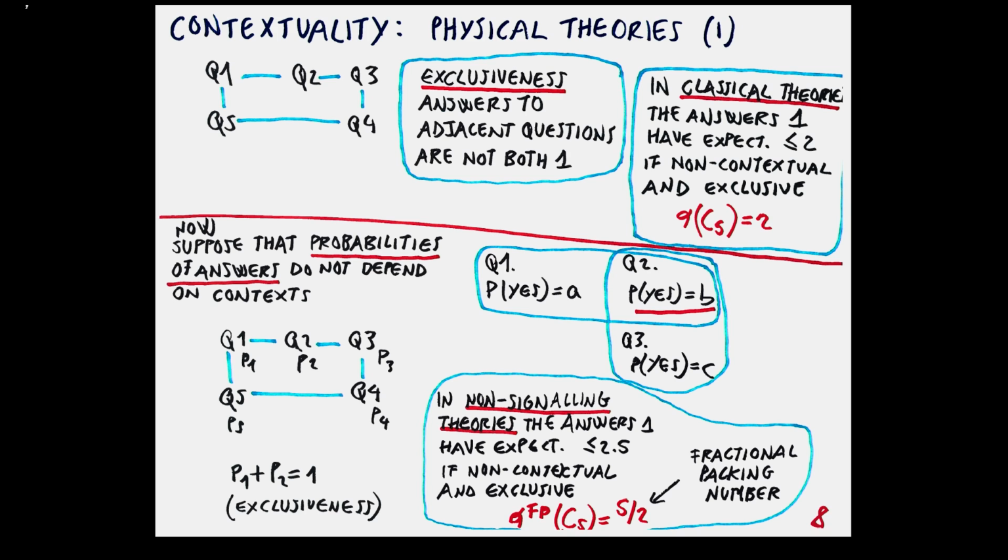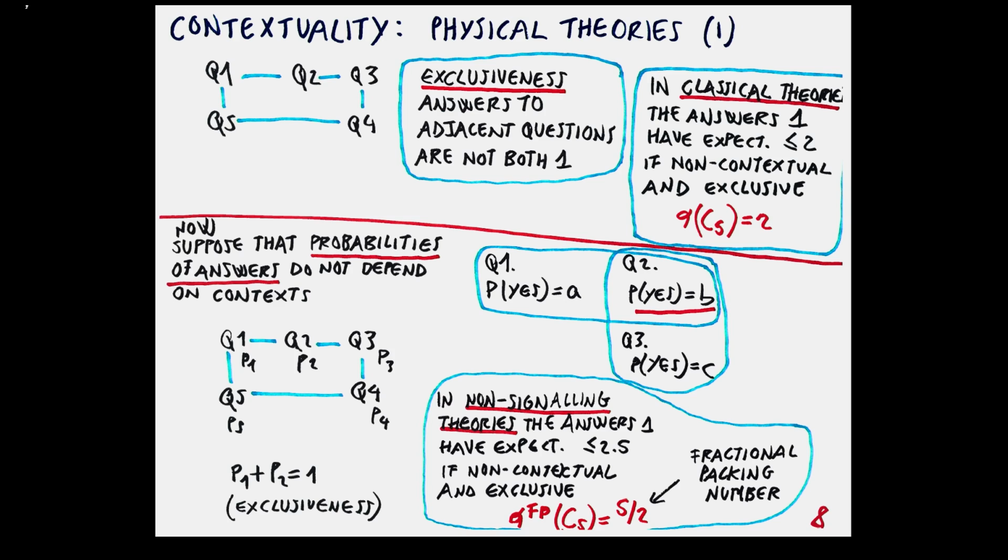Now, suppose that I move to a different regime where I am not interested in the fact that answers to adjacent questions are both 1, but in probabilities of answers, where probabilities of answers do not depend on context. And this is the situation of non-signaling theories. And here I have, again, the compatibility structure with probabilities P1, P2, P3, P4, and P5. Now, exclusiveness here will mean that for each context, the sum of the probabilities must be 1. And here, I explain with a diagram what it means that probability of answers do not depend on context. You have question 1, the probability yes is A, question 2, probability yes is B, question 3, probability yes is C, and if you ask question 2 together with question 1 or with question 3, the probability is always B, independently of the context.